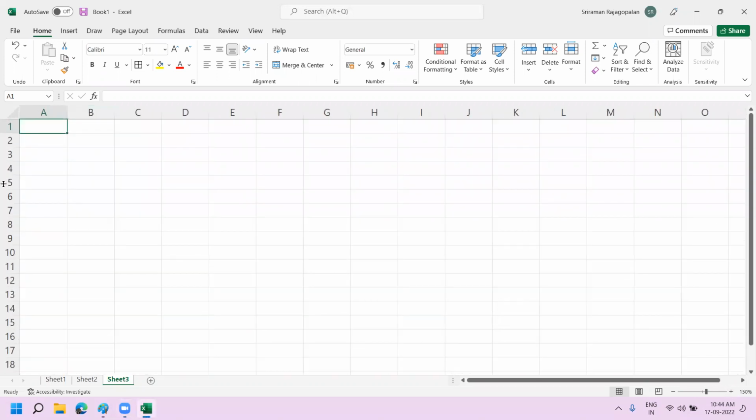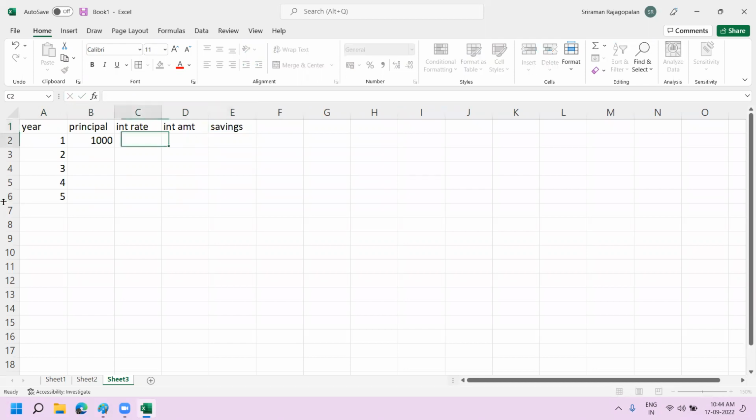Let's input some data here: 1, 2, 3, 4, 5. So let's call this the principal amount. Let's start with 1000. This is the interest rate. This is the interest amount and this is the savings.